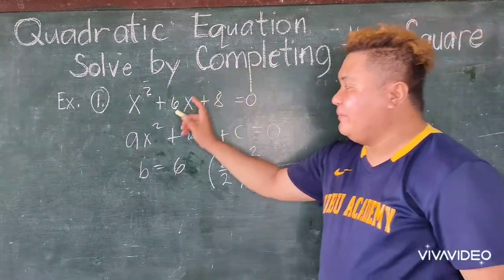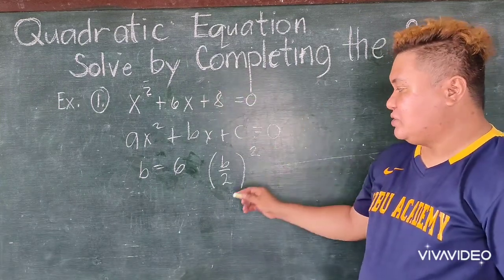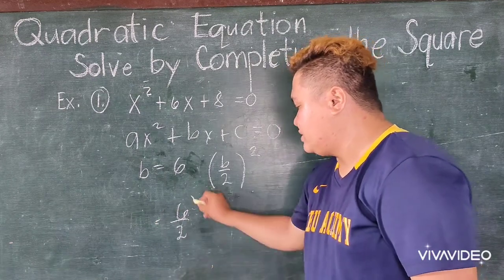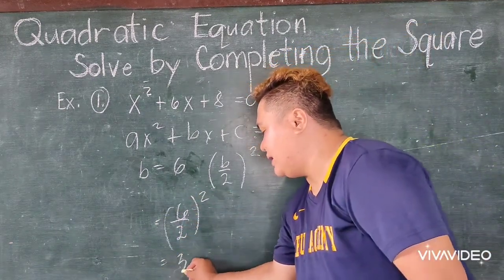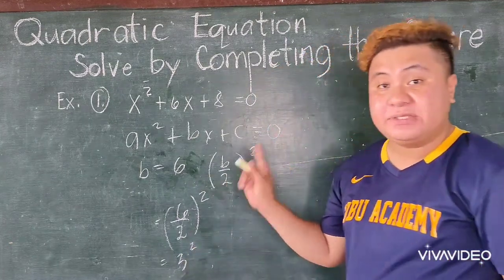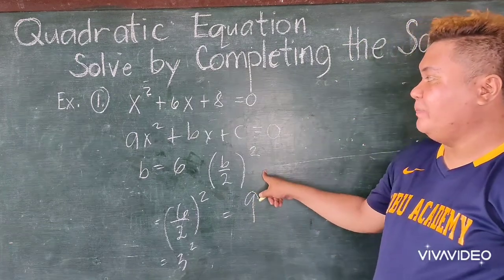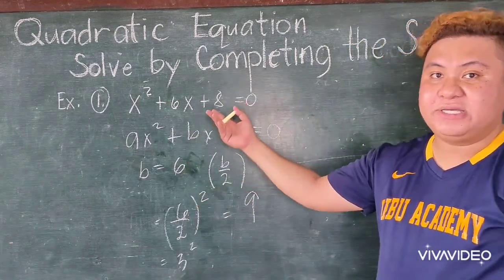We're going to add it on both sides. So we have 6 over 2 squared. 6 divided by 2 is 3 squared. 3 times 3 is 9. So later on, we're going to add 9 on each side.